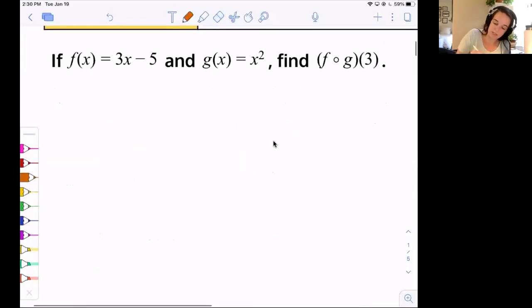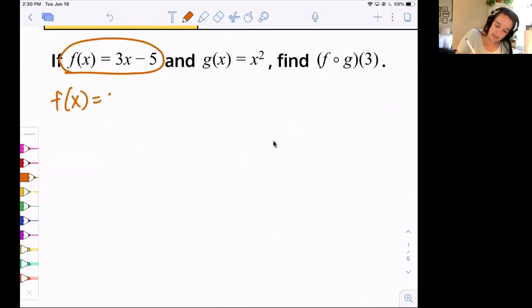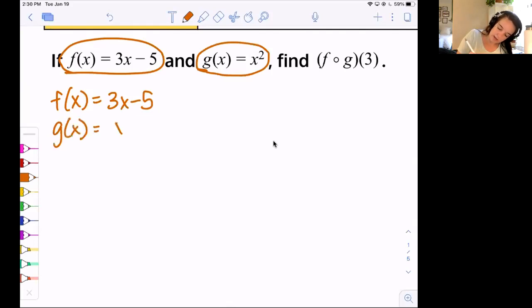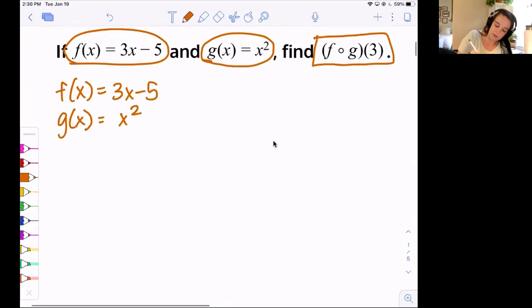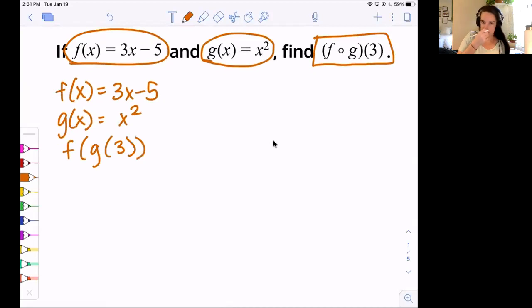This is our first example for today. If f of x equals 3x minus 5, if I'm writing it down, you should be writing it down, then g of x is x squared. Then I need to find f of g of 3. So I'm going to write down f of g of 3. Notice how I transferred it into the parentheses version. These two things mean exactly the same thing.